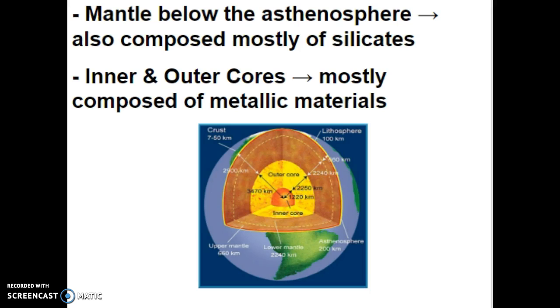As far as we can tell, the inner and the outer cores are heavy materials. They're mostly composed of metallic materials. As far as we can infer, we believe that the inner and outer cores are made of iron and nickel. And remember, the outer core spins around the inner core, and that creates our magnetic field, which protects us from a lot of different types of solar radiation and space debris. This has been Chapter 12, Part 3 on Earth's internal processes.